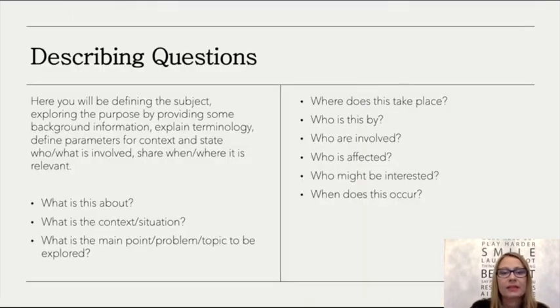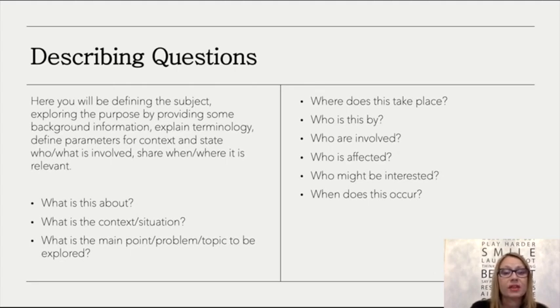So what we're going to look at first of all is questions for description, describing. Just a quick reminder here, we're defining the subject, we're exploring that purpose, maybe using some background information, maybe using some terminology if it's appropriate, and defining the parameters for which you are writing about. You'll state who or what is involved, and perhaps when or where it is relevant.